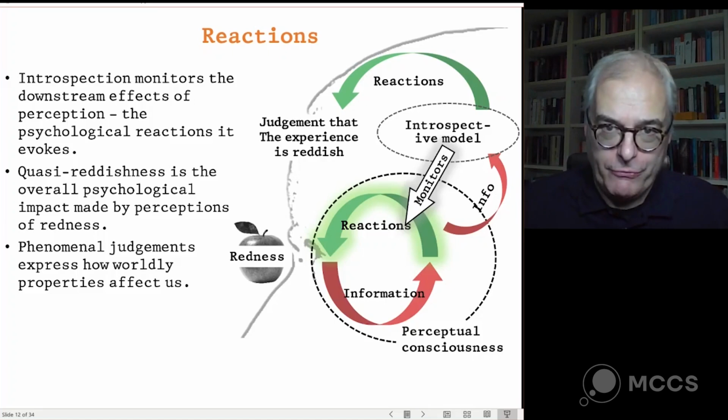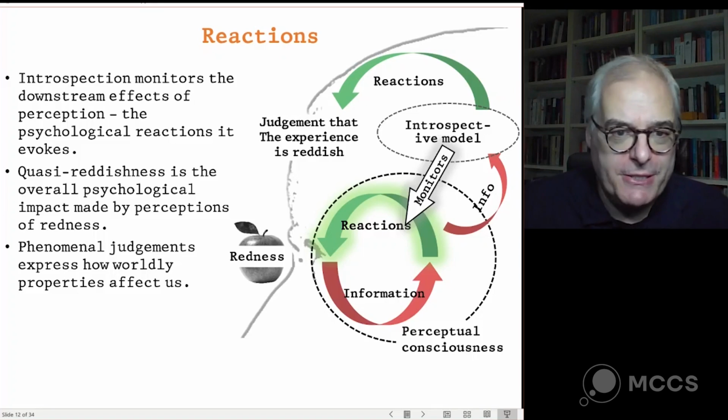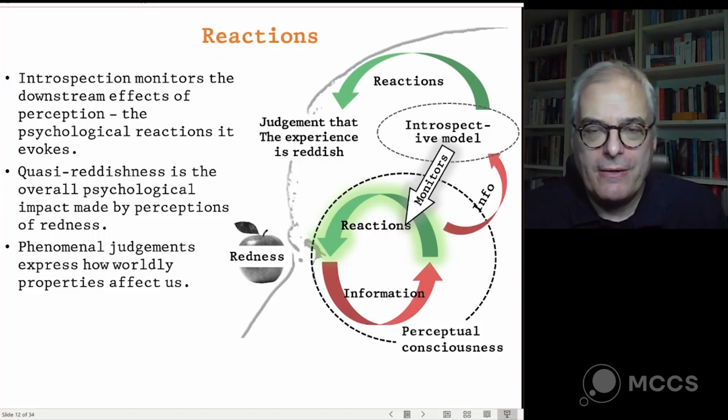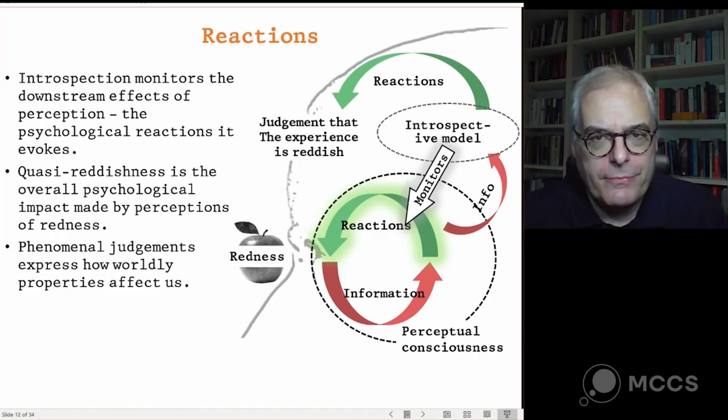So insofar as reddishness is anything, reddishness in the qualitative sense doesn't exist, but when we talk about reddishness, what we're actually responding to is this complex array of reactions, the effect of the particular stimulus on us. So we might say that judgments about reddishness are expressive of the impact that redness makes on us. And I think this is a very promising approach, and it's one that Daniel Dennett is also sympathetic to.